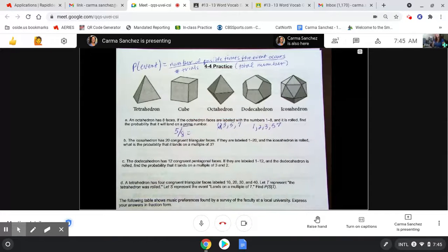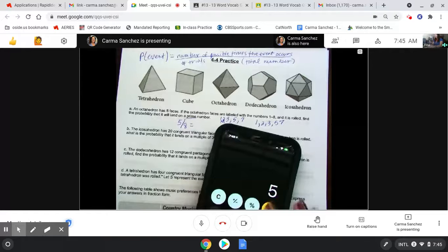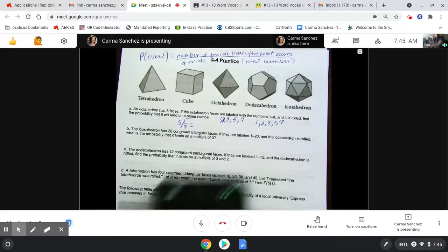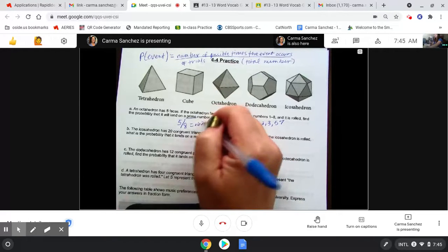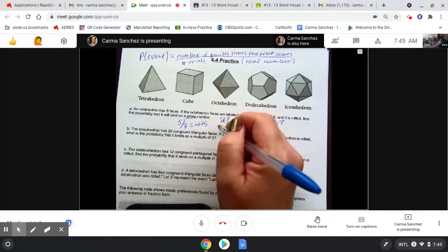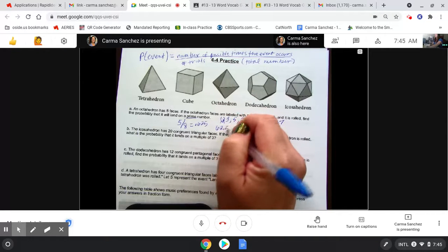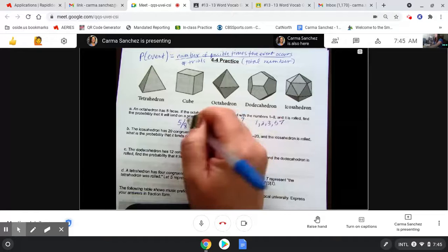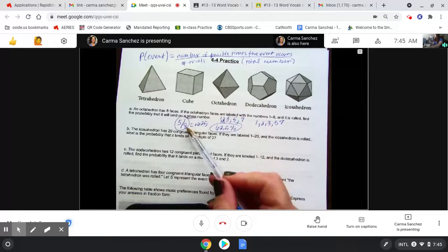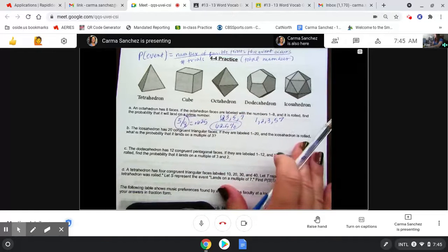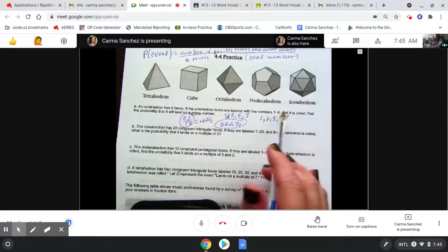And whenever you give these answers, you're going to give me the fraction and the percent, please. So I take my calculator and I do 5 divided by 8, and it's 0.625. And we take that and turn it into a percent by moving the decimal twice. So your answers are 5/8 and 62.5% chance of rolling a prime number.